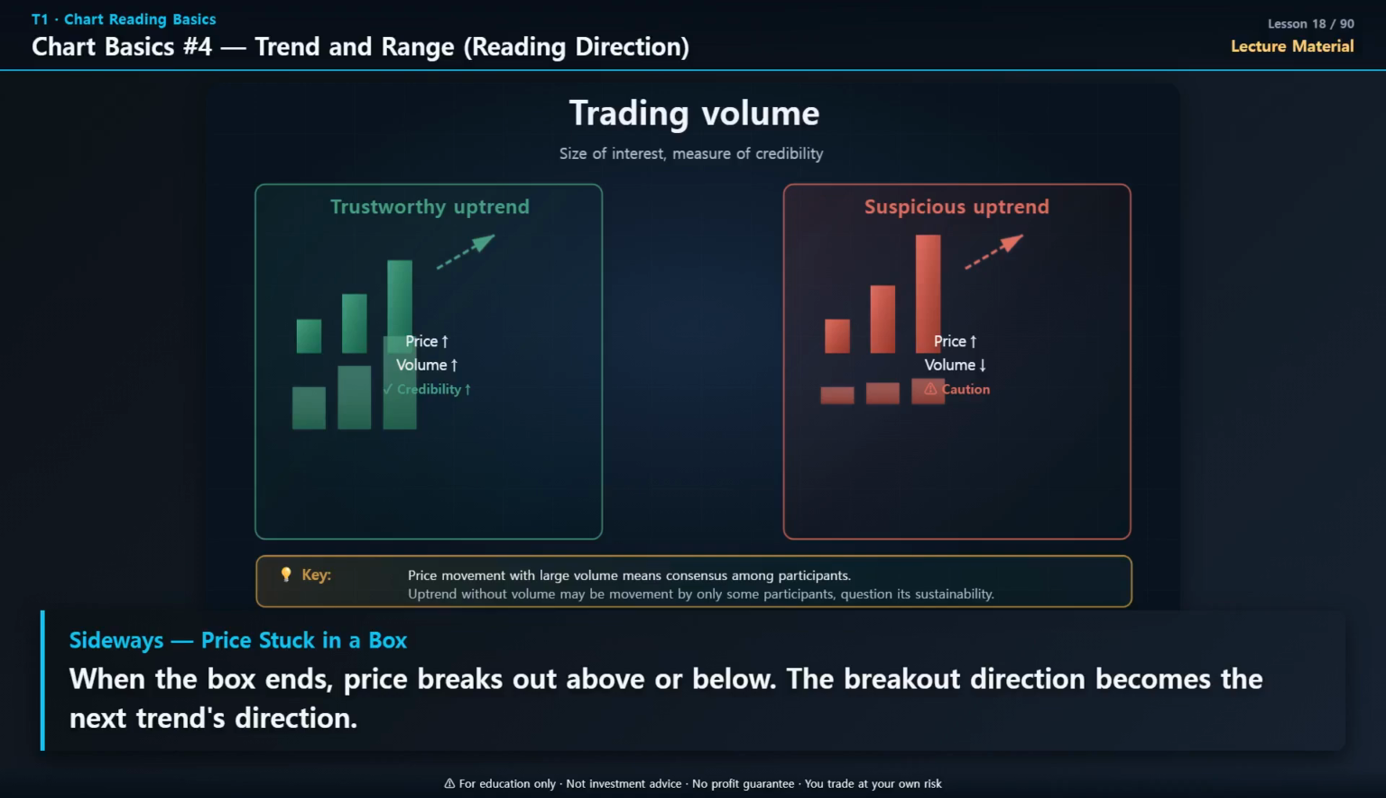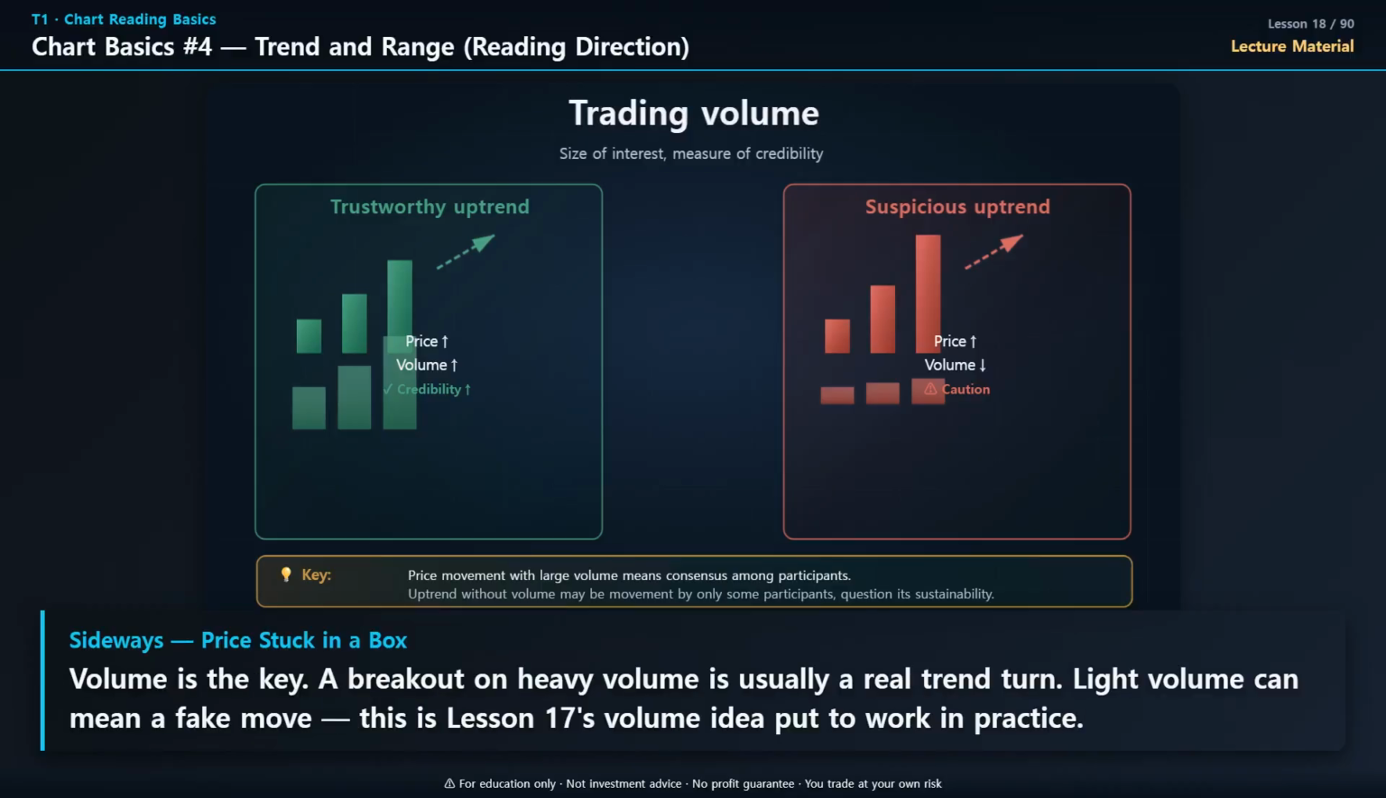When the box ends, price breaks out above or below. The breakout direction becomes the next trend's direction. Volume is the key. A breakout on heavy volume is usually a real trend turn. Light volume can mean a fake move. This is Lesson 17's volume idea put to work in practice.